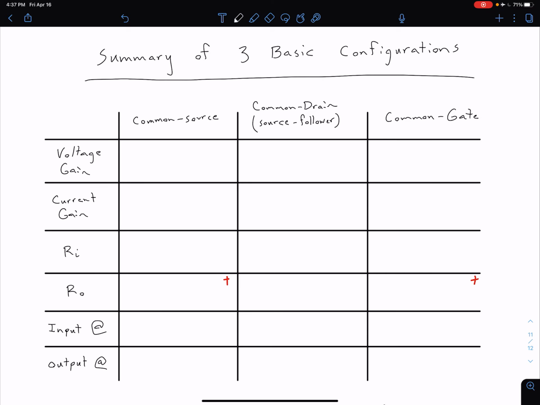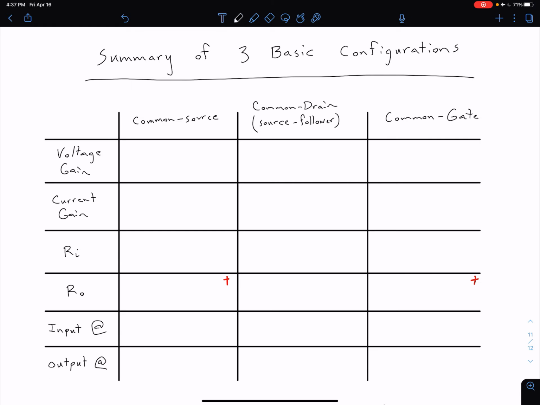We're going to spend the remainder of this unit looking at the three basic configurations for our MOSFET amplifiers. And so we're going to look at this table, which sort of summarizes their behavior, before looking at the individual configurations for a couple of reasons. One, we're going to see that there are a lot of similarities between these amplifiers and their BJT counterparts, so we kind of already have an idea of what to expect.